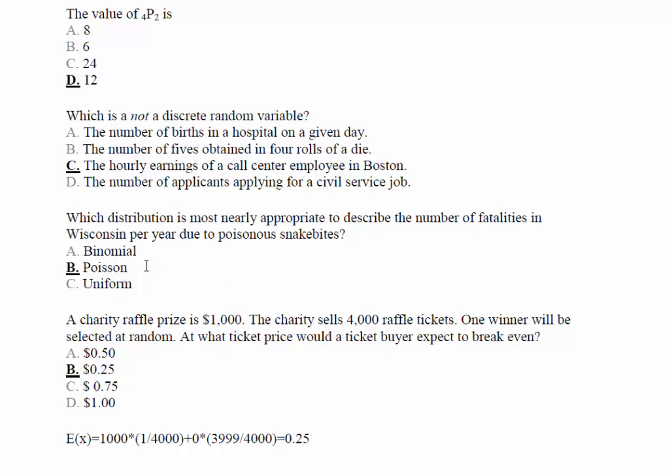So Poisson is the best, and this is the answer, because you can imagine the poisonous snakes arriving at a given time. This is how many people get bitten during the year. So the Poisson distribution is probably the best to describe this kind of event. Okay.